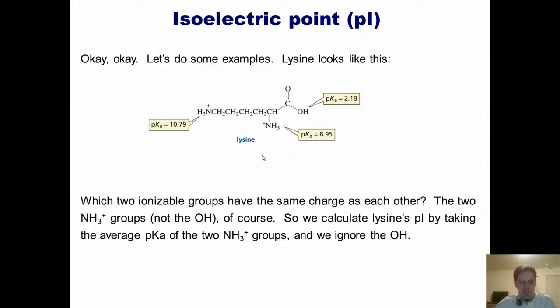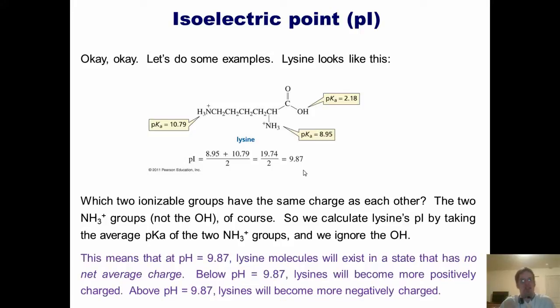So let's see if we can do that. Here we've got the pKa value of this NH3+ and the pKa value of this NH3+. We need to calculate the average. We just add them both together, giving us 19.74, and divide by 2. That gives us 9.87. So once again, what does that mean?